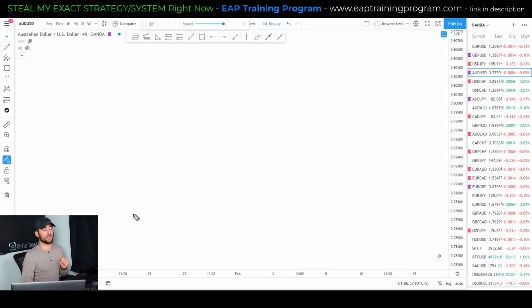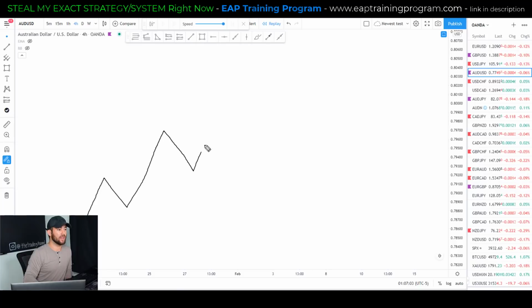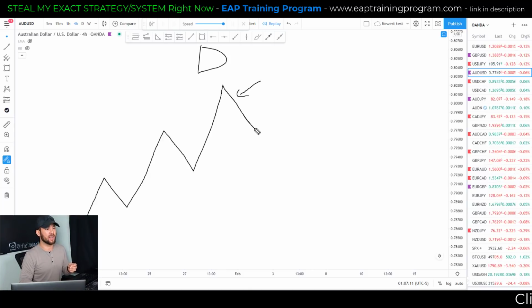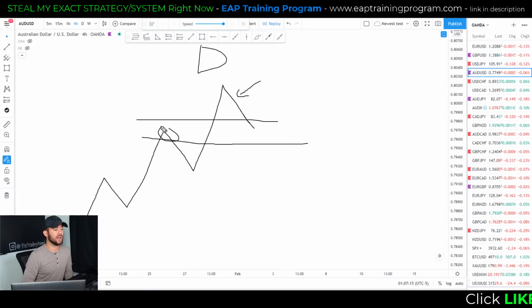The second thing I want to look for is that I'm in an area of value. So let's do this once more. This is my daily chart. If I'm trying to capture the end of this pullback right here, I want to make sure I'm doing so in an area of value, like the previous level of resistance.